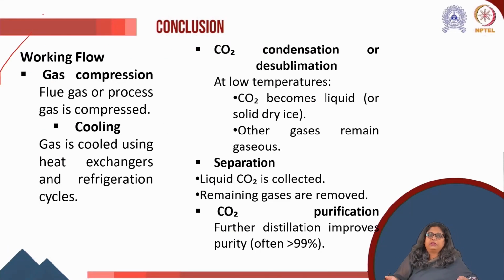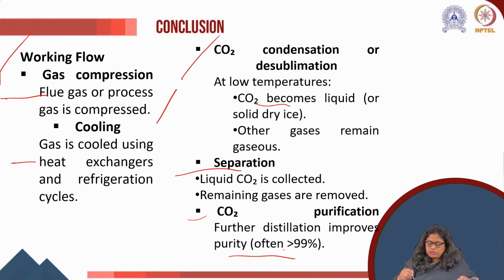What is the working principle of cryogenics? Gas compression: flue gas or process gas is compressed. Cooling: the gas is cooled using a heat exchanger and refrigeration cycle. Then CO2 condensation or sublimation: at low temperature, CO2 becomes liquid or solid, dry ice, while other gases remain in gaseous form. Separation: CO2 is collected and the remaining gases are removed. CO2 purification: further distillation improves CO2 purity to greater than 99%.